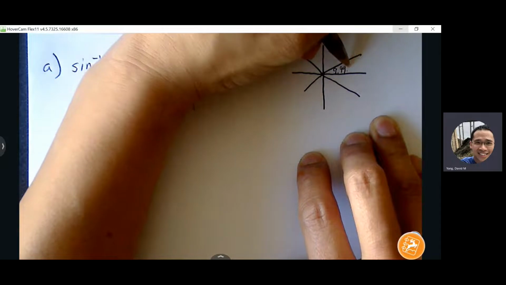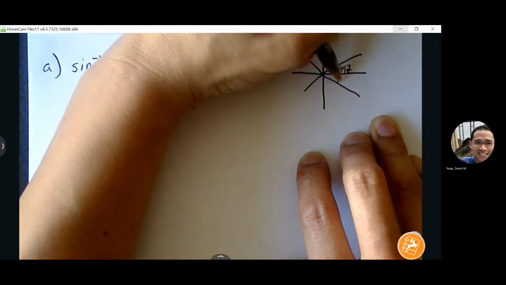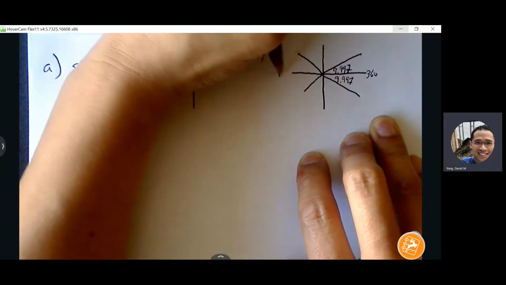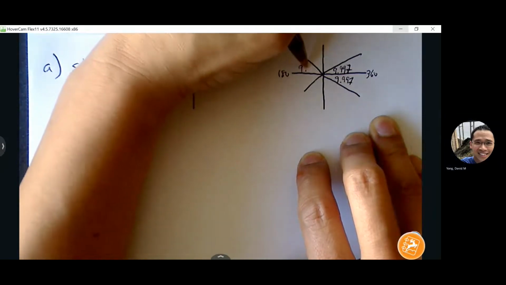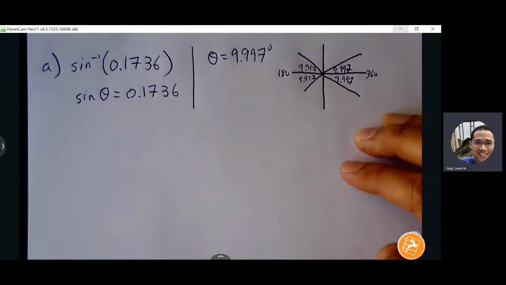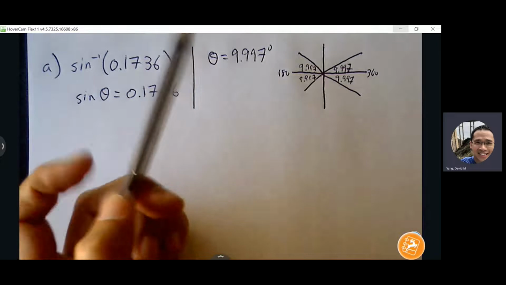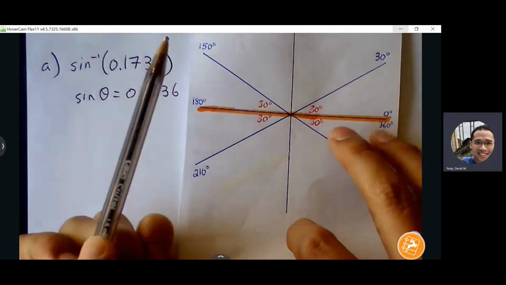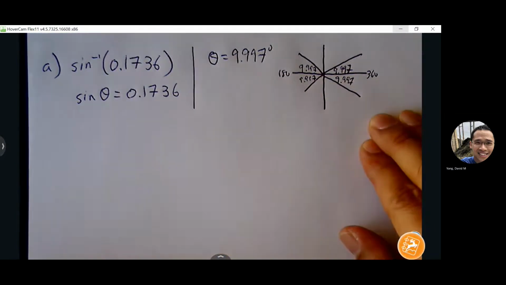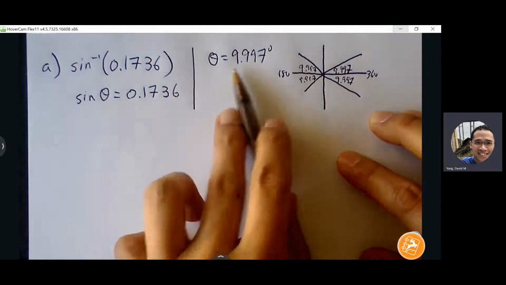adding or subtracting 9.997 away from 360 or away from 180. Right, just like how if we were to find a reference angle, we can find all the reference angles by subtracting from 360 or 180. Okay, where is sine going to be positive though?